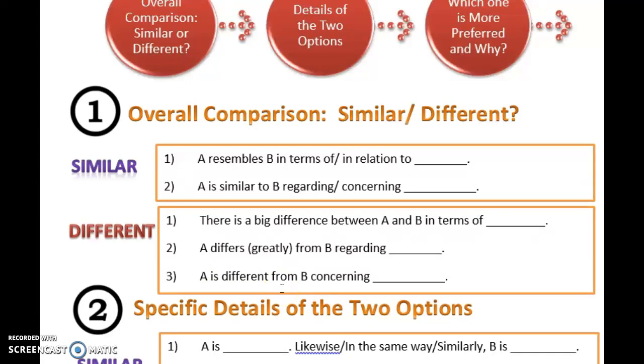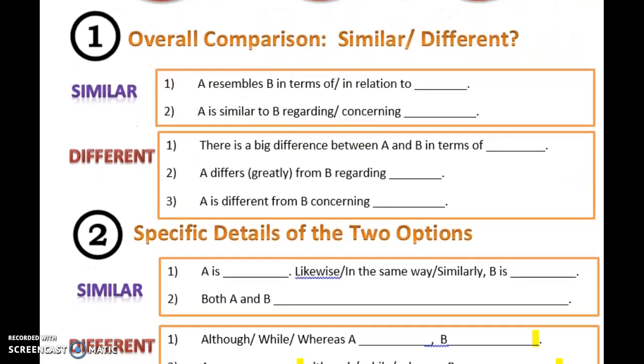Don't forget, you need to mention which area, which aspect you are doing the comparison. So that's why you need to put in terms of, or in relation to, or regarding or concerning. That is to tell the reader, oh, you are now making a comparison between A and B, and you are now comparing their price or service. So you put the word service or price here. So after giving an overview to the reader, you can go to the specific details of the two options.